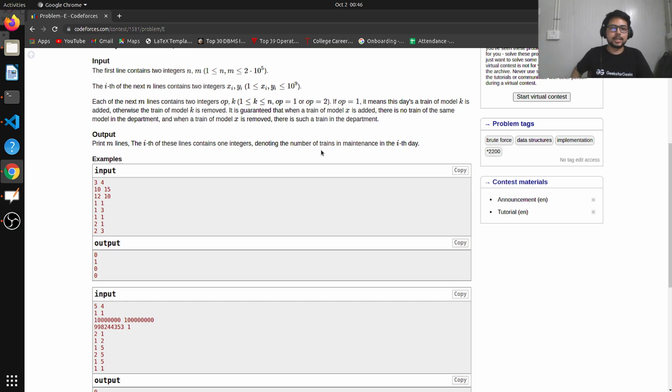Okay, it kind of makes our life a bit easier. And when a train of model X is removed, there is such a train in the department. The final statement helps us in determining that we won't have any corner cases in which maybe we need to add a train and the train is already added, or maybe we need to remove a train and there isn't any train of that kind in the department.